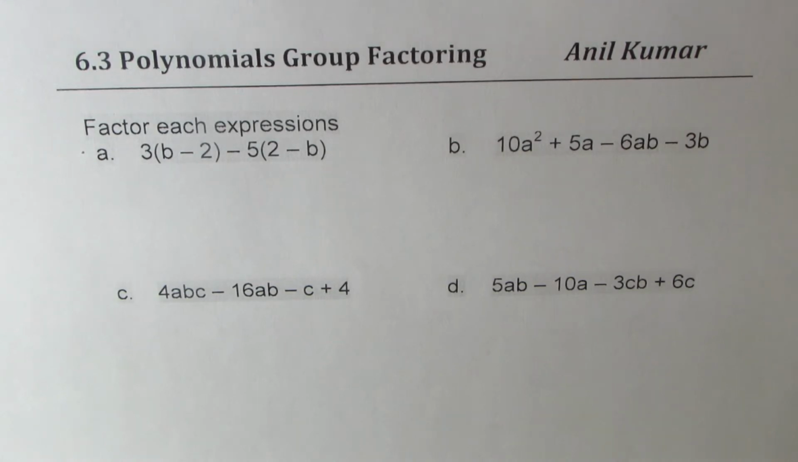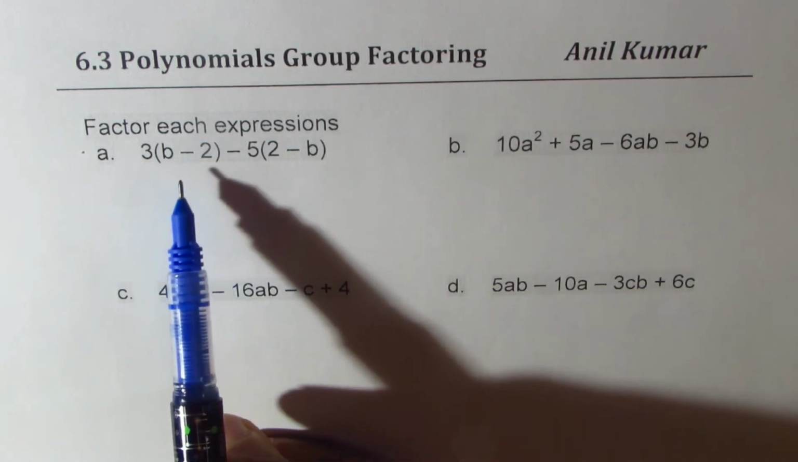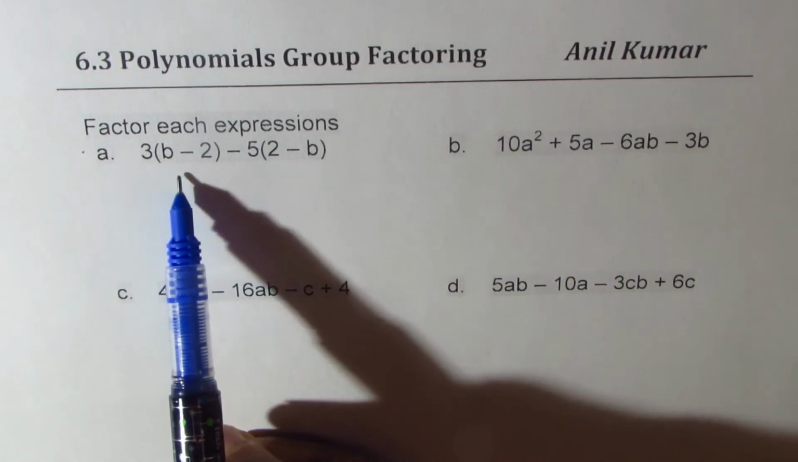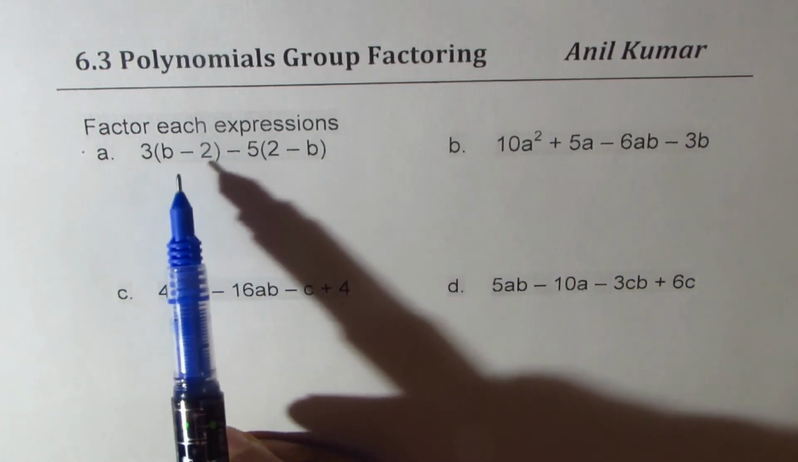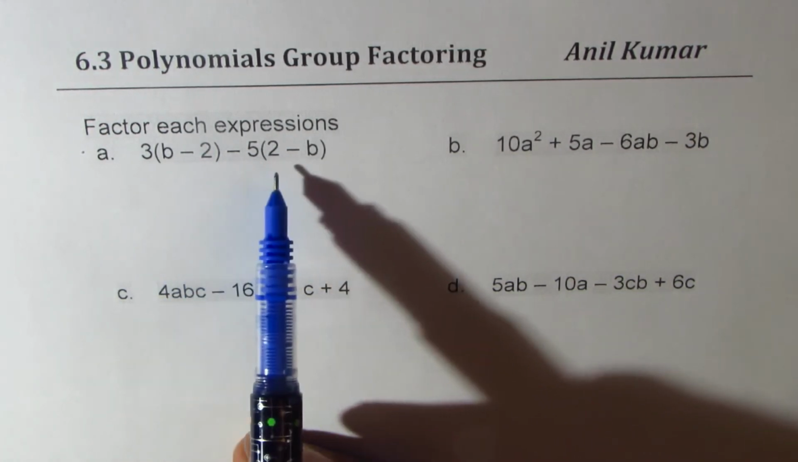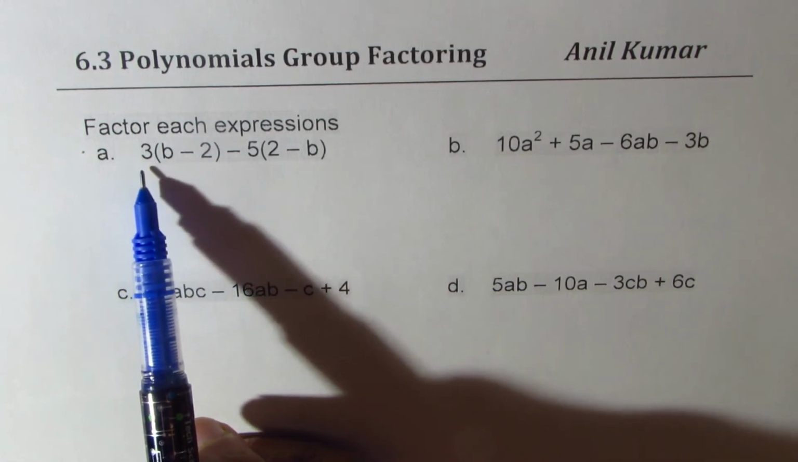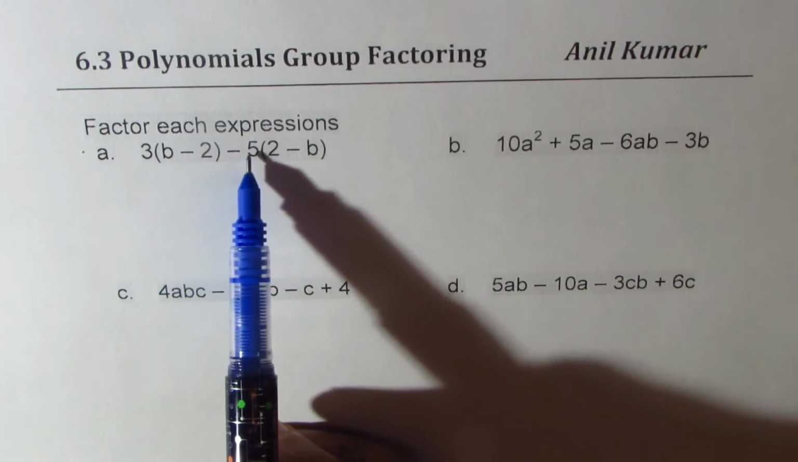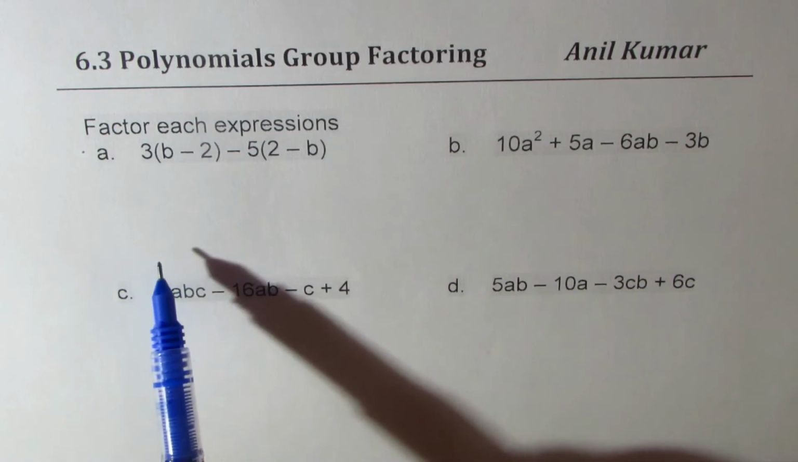Now we have 4 examples. I would like you to copy these examples, factor, and then look into my suggestions. To begin with, I have done partial work. So this is also very interesting. We have done one step of factoring and we have to do further. We have 3 times (b minus 2) minus 5 times (2 minus b).